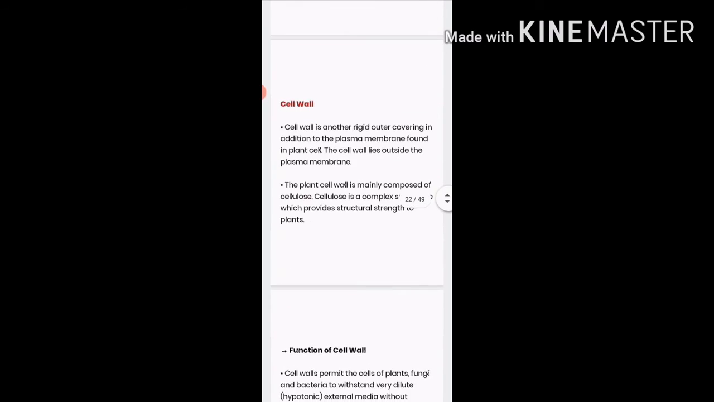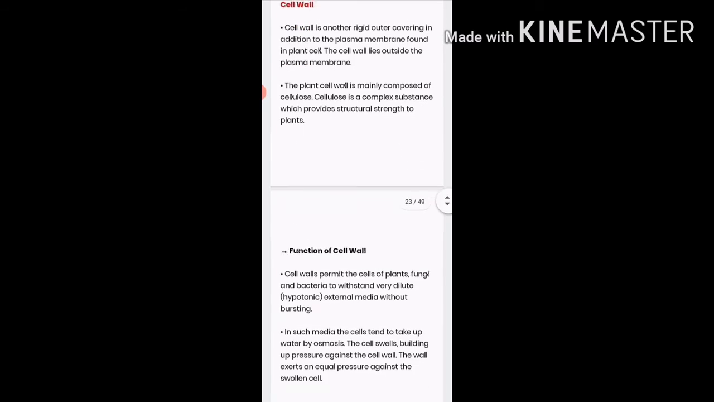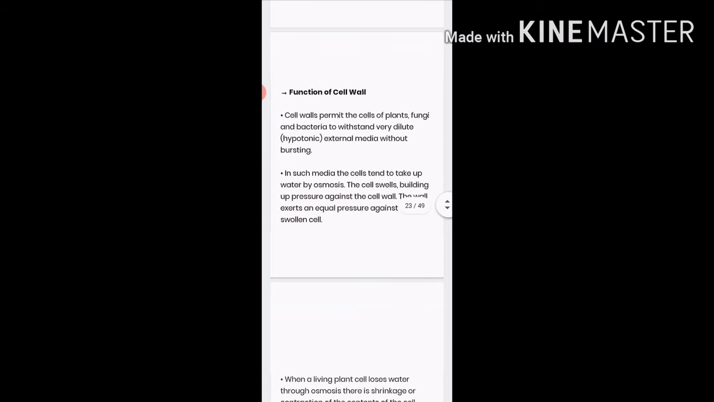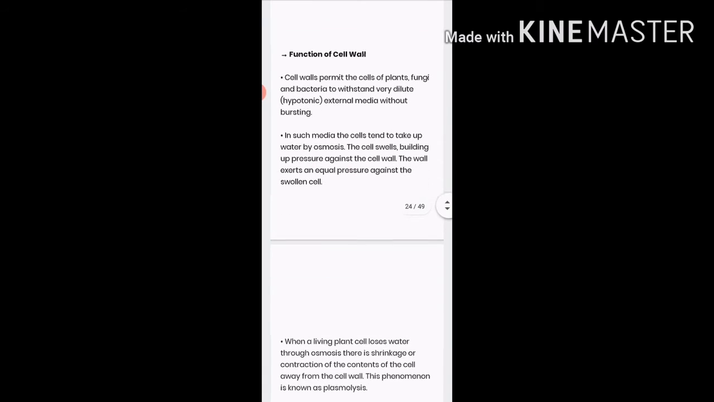The next is cell wall. What is cell wall? Cell wall is again a limiting membrane of the cell, which is made up of a very complex material called cellulose. Students, as you all know, cell wall is present only in plant cell. It is absent in animal cell. This cell wall permits the plant cell to withstand very dilute external media conditions without bursting. It also gives strength and shape to the cell.